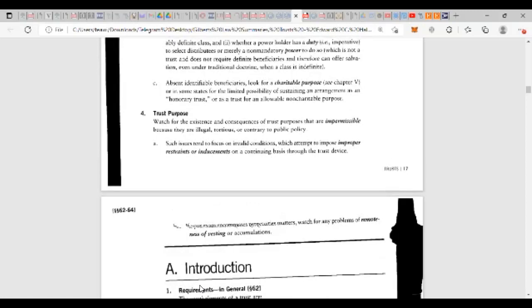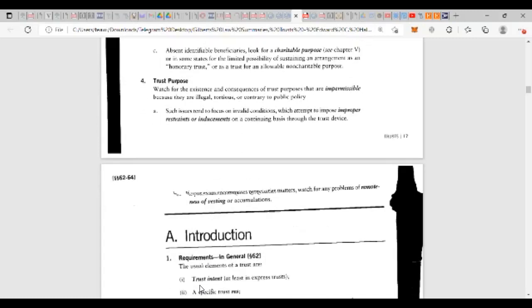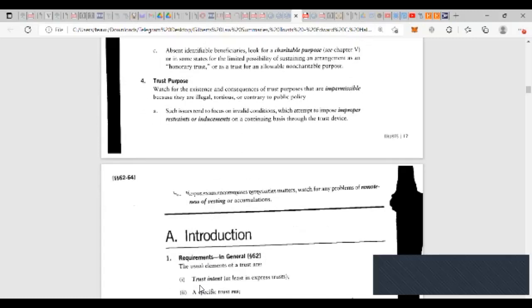a class is indefinite. C, absent identifiable beneficiaries, look for a charitable purpose. See Chapter 5, or in some states for the limited possibility of sustaining an arrangement as an honorary trust, or as a trust for an allowable non-charitable purpose.